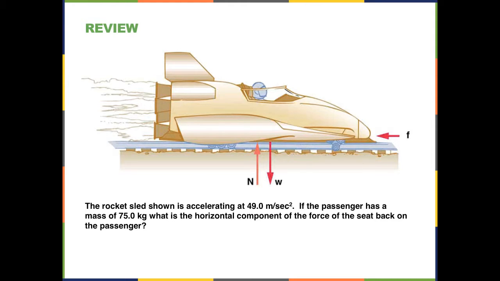Here now we have the sled accelerating at 49 meters per second squared. A passenger has a mass of 75 kilograms. What is the horizontal component of force of the seat back on the passenger?